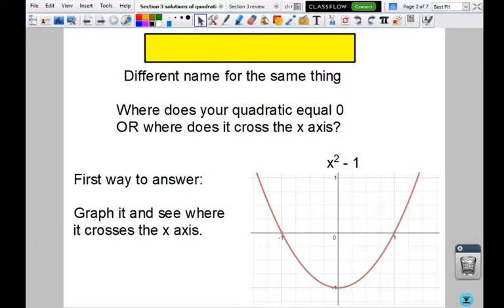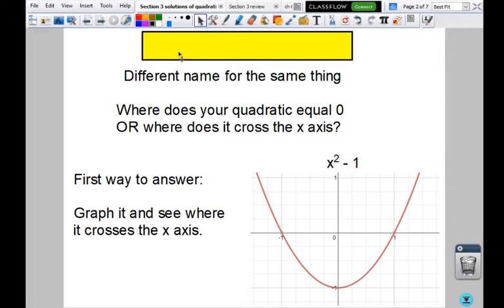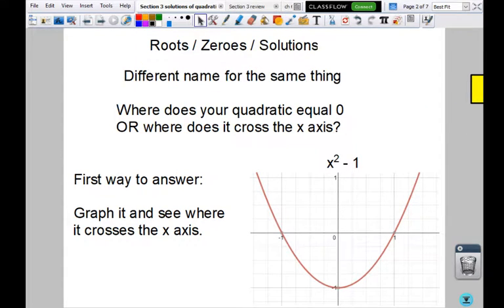So when I talk about solutions, there's a few different names. There's roots, zeros, or solutions, and they all mean the same thing. There's different ways to say it. So roots, zeros, solutions, I go back and forth and I will use different words, but they are all the same thing.